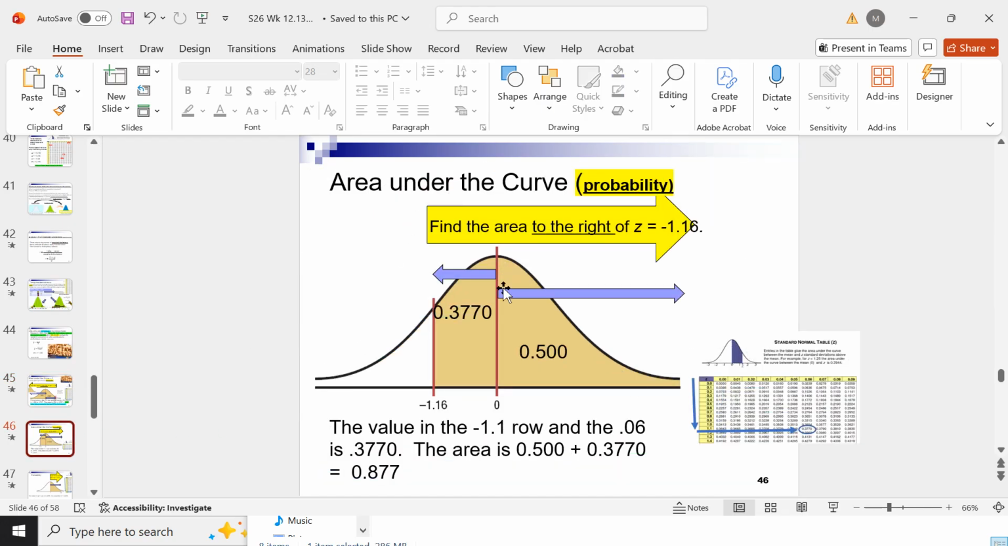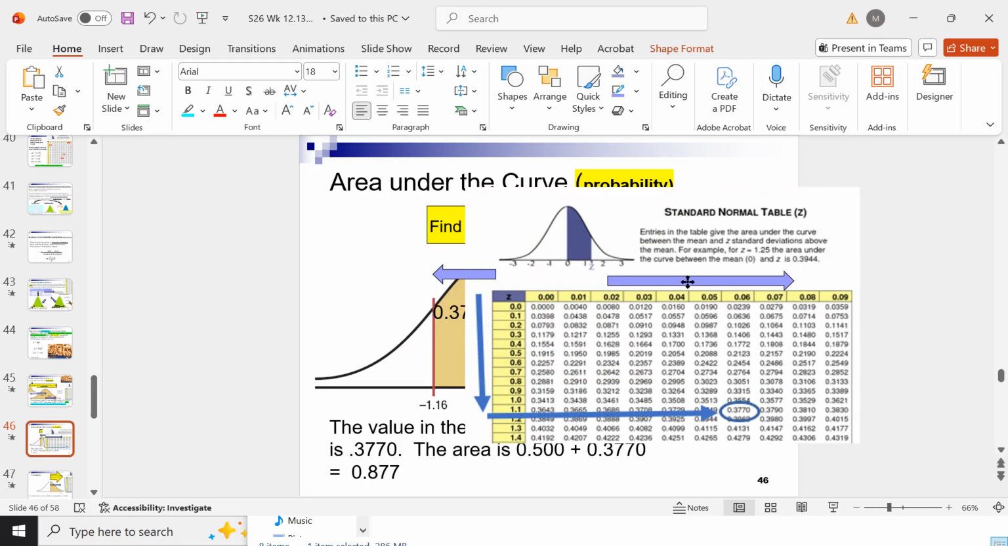Area under the curve, again, probability. Find the area to the right of z equal to negative 1.16. So we're looking for the area to the right of that Z-score. What is the probability? Remember, your Z-score table will measure from here to here. This side here is all 50%. So whatever this side is, you're going to have to add 50% to this one.